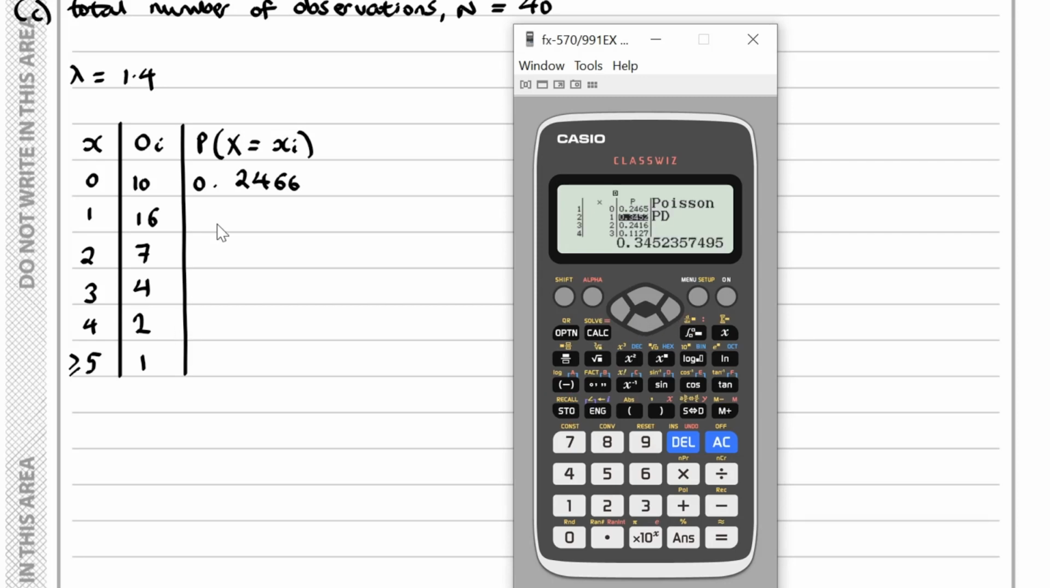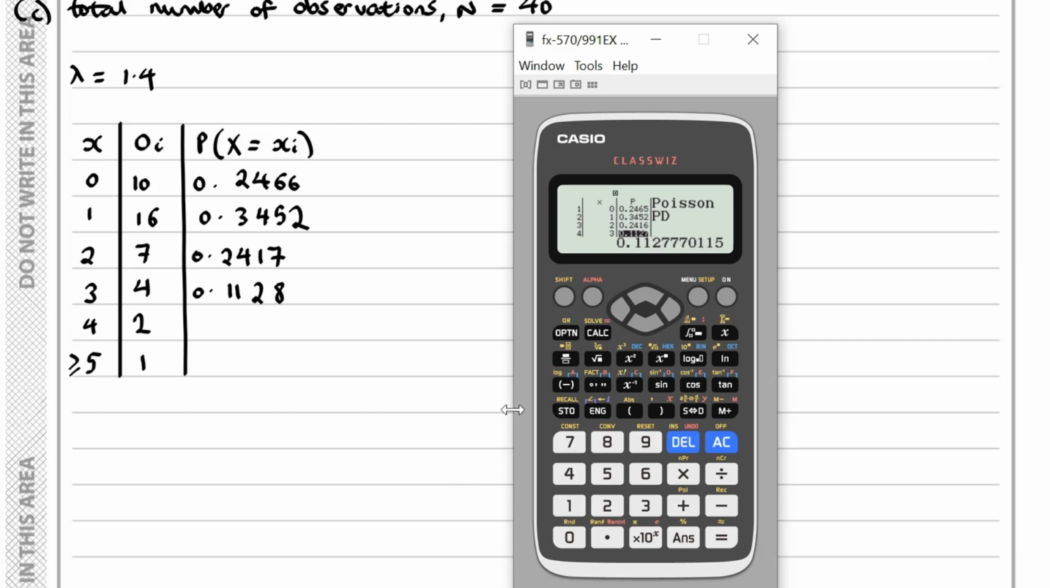For the next one we have 0.3452, so we'll store this into B. For the next one we have 0.2417. We'll store this into C. For the next one we have 0.1128. So we'll store this into D.